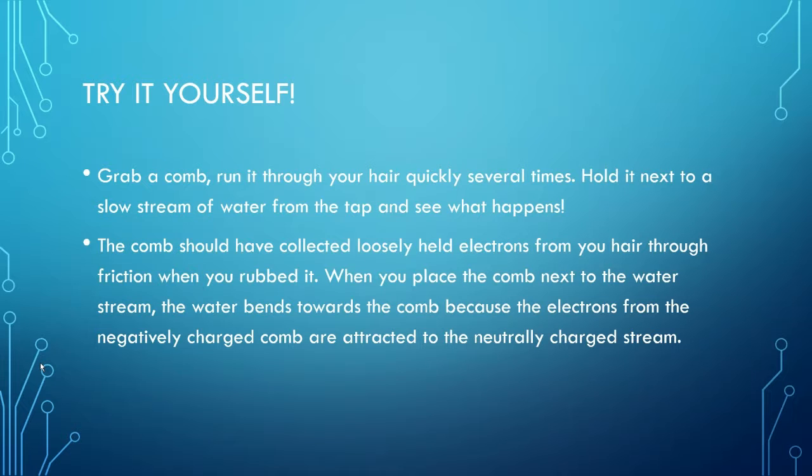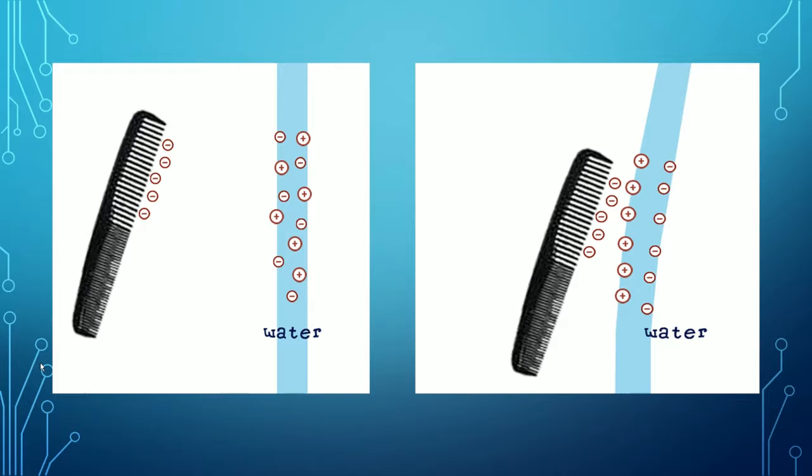So I said I'd explain why that happens. If you have a negatively charged comb on the left there, that's from rubbing your hair with the comb, running it through your hair, you're collecting the electrons. You're moving it closer to the neutral water stream. You can see the water stream in the picture on the left there. It has positive and negative symbols just to show that it's neutral.